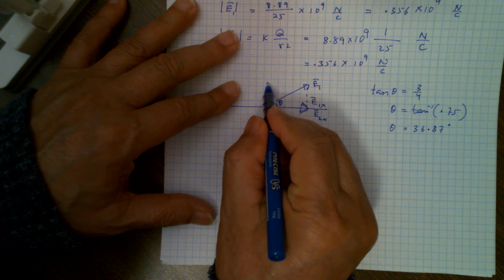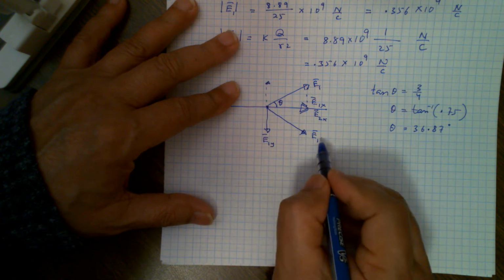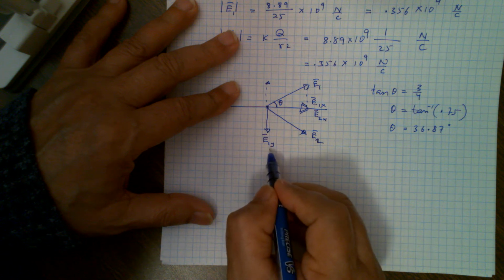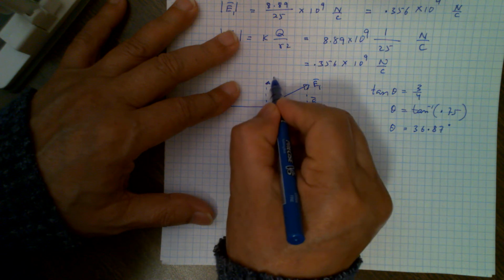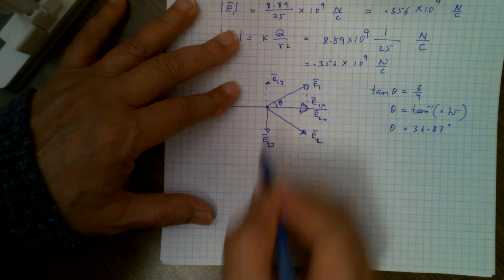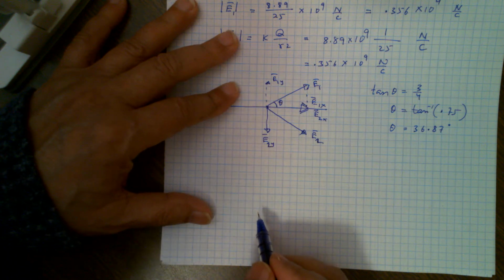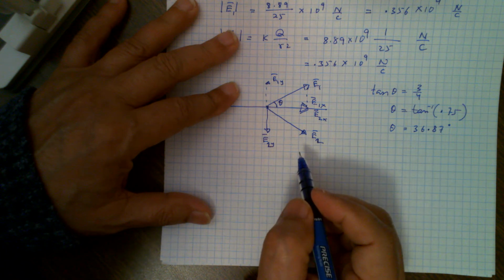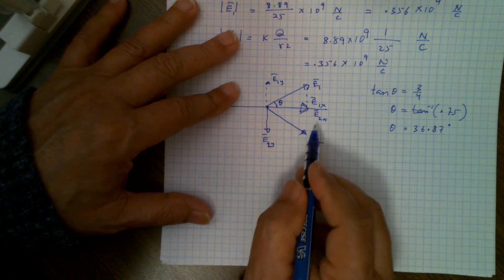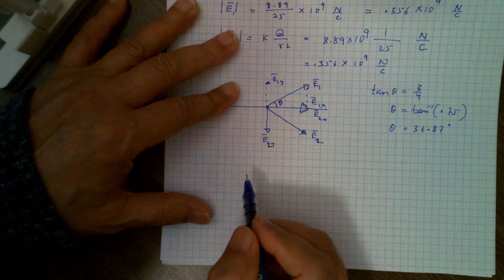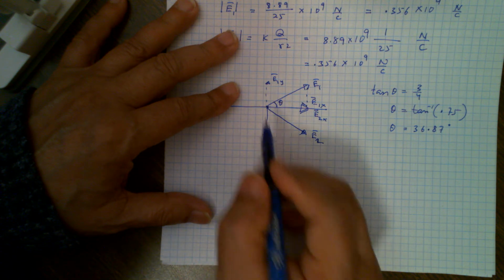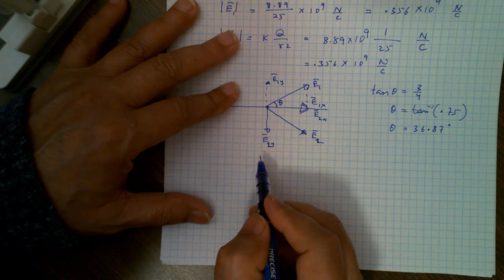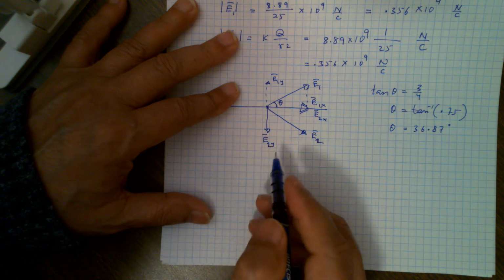And this is E2y. This is E1y, which will be in that direction. Okay? Now I need to find these components E1x, E2x, E1y, and E2y. Now we see that E1y and E2y are in opposite directions, and we'll see that they have the same magnitude, so they will cancel out.